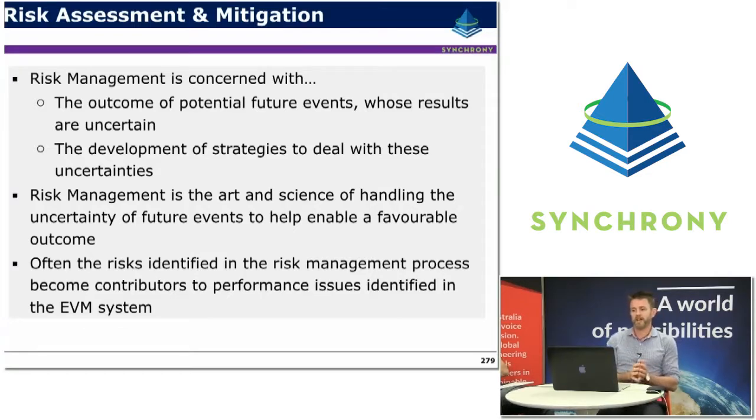So risk management is the art and science of handling that uncertainty for future events to help enable a favourable outcome. Very similar once again to what we're doing with performance measurement. So we're looking at the effects that have happened to date and trying to use that information to forecast what's going to happen in the future. Often the risks identified in the risk management process become contributors to the performance issues that are identified in the earned value system.